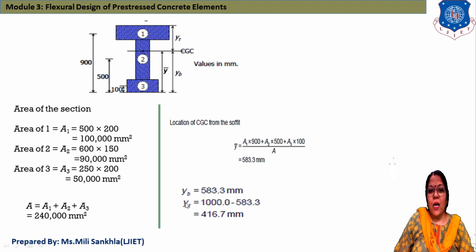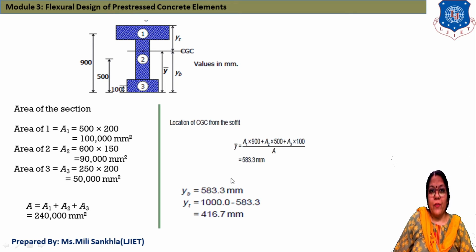Complete. Now YB. This Y bar we found out is for the bottom fiber, so here we mention YB equal to 583.3 mm. Now we find out Y bar of top fiber, that is YT. Total depth of this I section is equal to 1000 mm. Simply 1000 minus YB, that we recently found out, that is equal to 416.7 mm. For this I section we find out moment of inertia, area and Y bar.